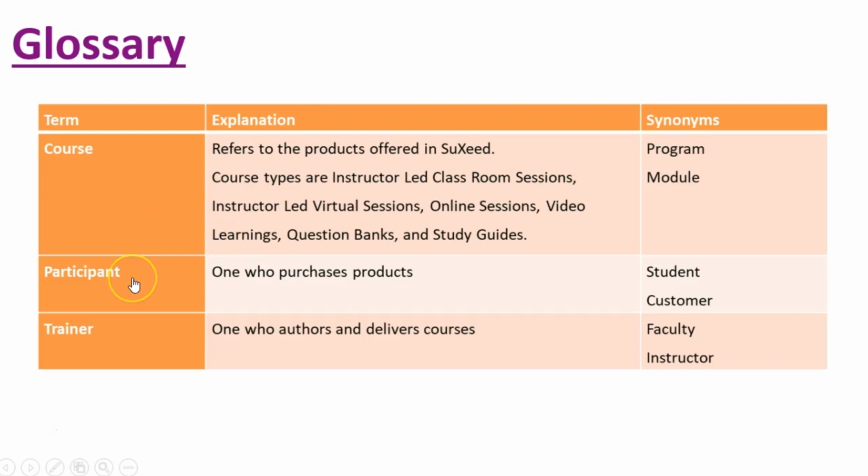Yet another term would be participant. Participant is one who purchases the products. It could be a student or a customer. These are synonyms. And you can also define homonyms, which are similar sounding terms but may be different in meaning. So a trainer here is one who authors and delivers courses, and the synonyms could be faculty or instructor.